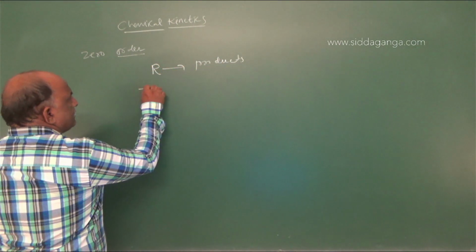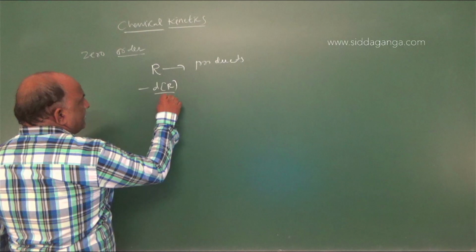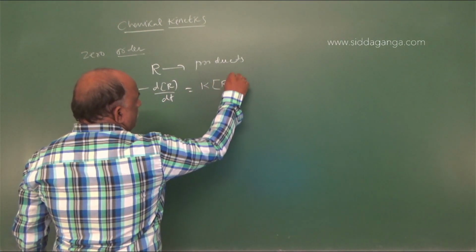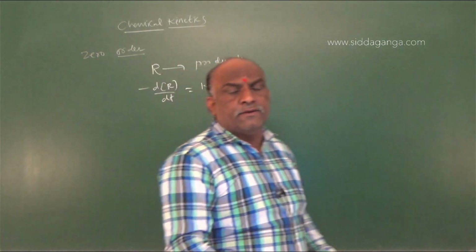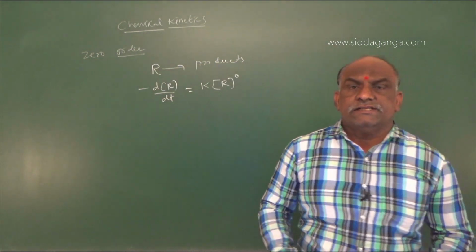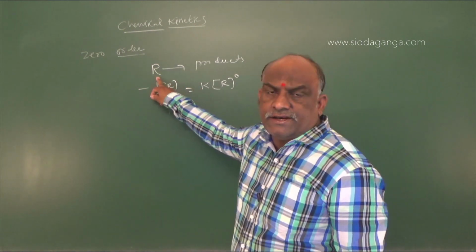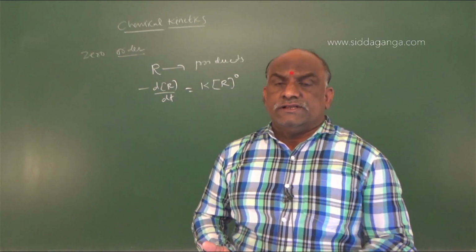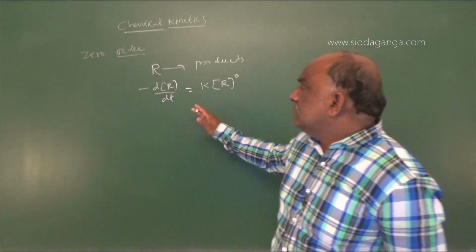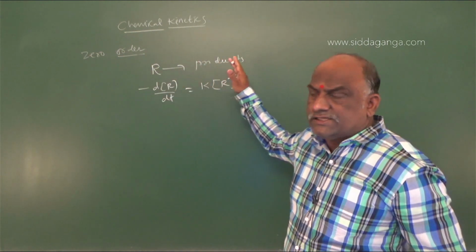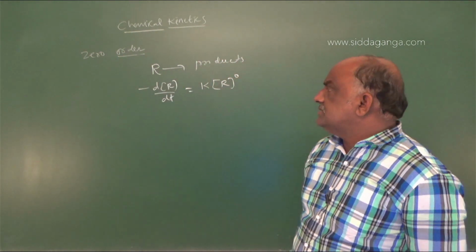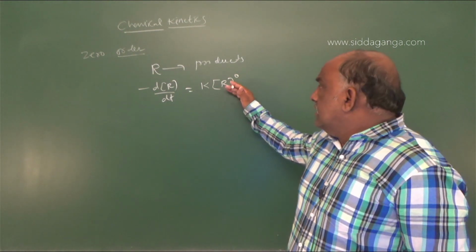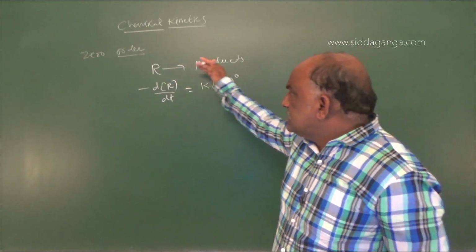So here we should go with the rate: minus dR by dt is equal to K into concentration of R power 0. Clear? Because the rate of reaction is independent of the initial concentration of the reactant. This is an example of a catalytic reaction or a high pressure reaction or a photosynthesis reaction. Such types of reactions belong to zero order reactions. So R gives rise to products, R power 0. Why should we take R power 0? R power 0 means the concentration term becomes 0. It does not depend on this one.